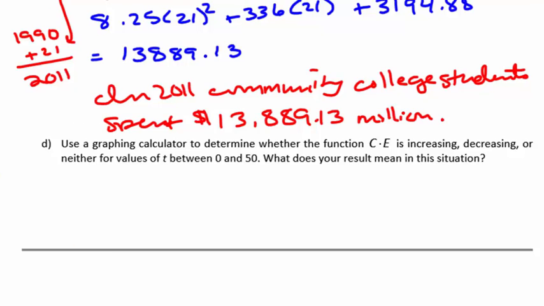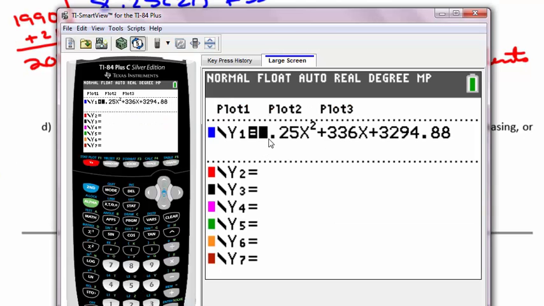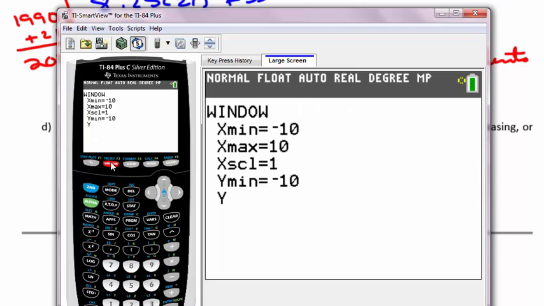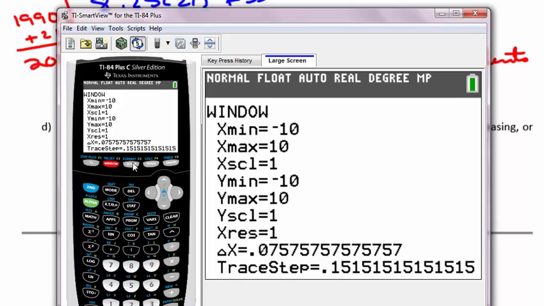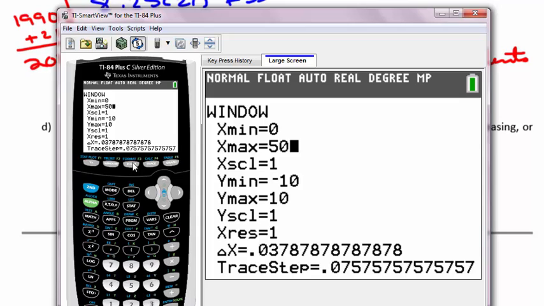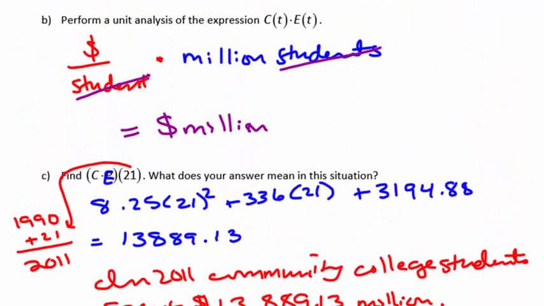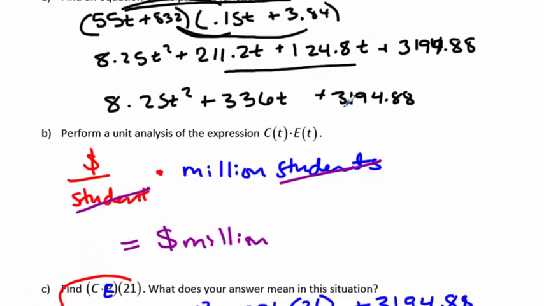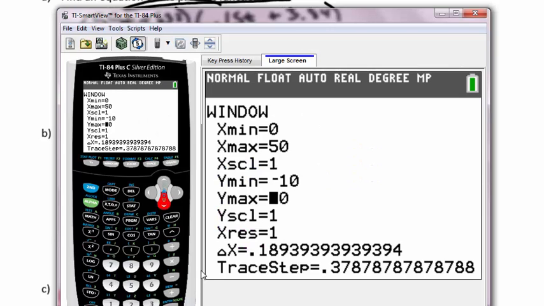Let's pull up our calculator. So grab your calculator and enter the equation C times E into your y equals menu. And we're going to want to change the window to a window appropriate for this question. We were directed to use t values between 0 and 50, so we're going to change those to our values of x. And for our y minimum and y maximum, we know that the y-intercept of the equation was 3,194.88, so we're going to want to make sure that our y maximum is larger than that. I'm going to go ahead and start with 5,000.